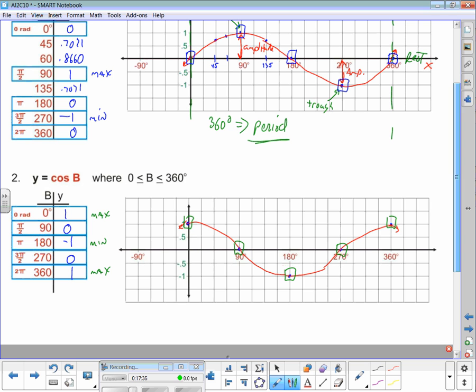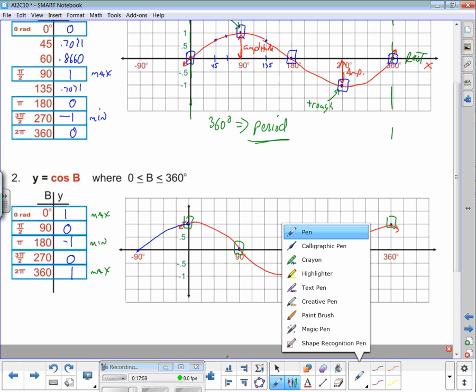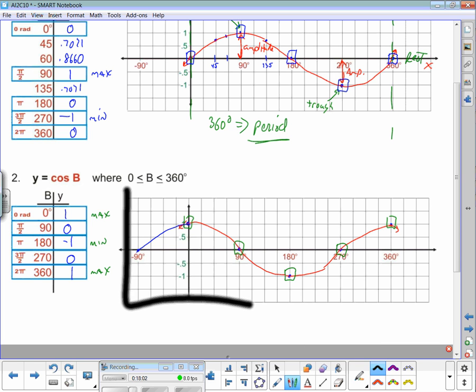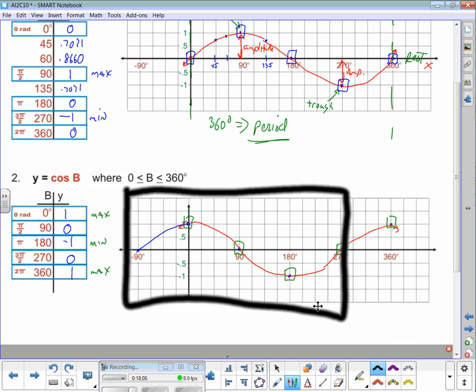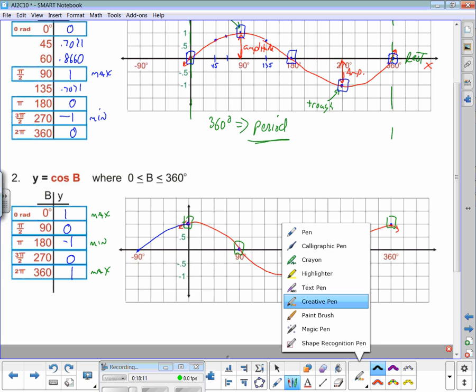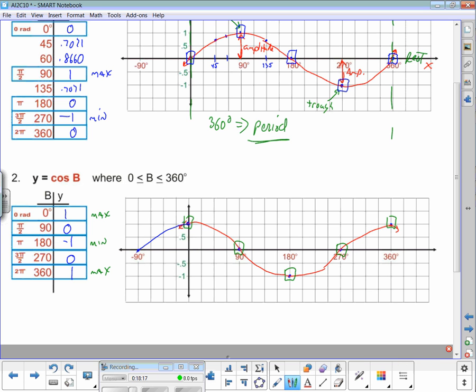Let me back up the cosine to -90. Punch in -90, hit your cosine button. What do you got? 0. Oh, okay. I'm going to do this in red. So let me back up to -90. Oh, let's see if I can remember how to use my creative pen. Oh, magic pen. That's what I want. Alright.